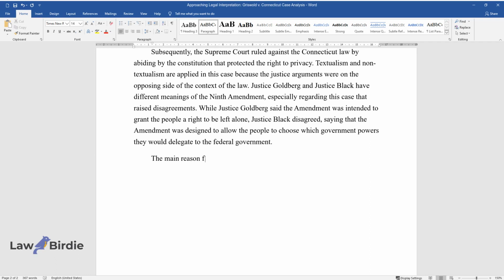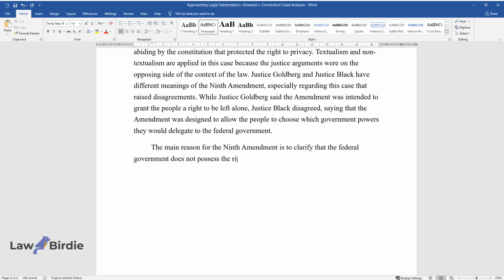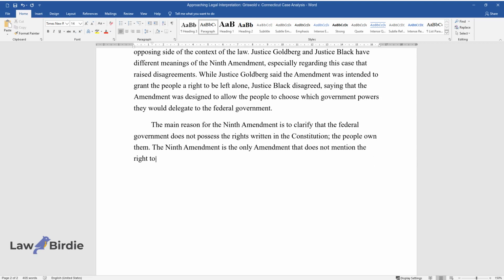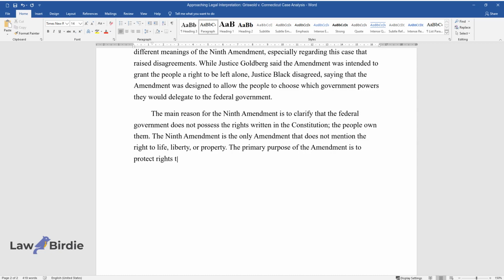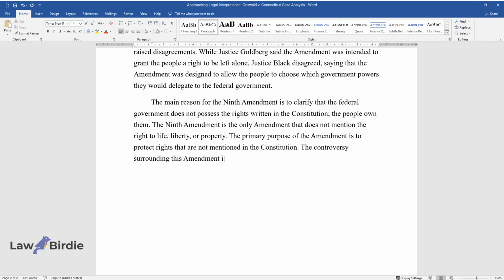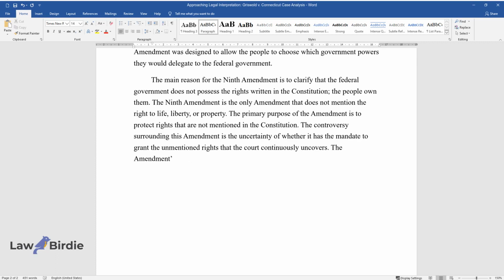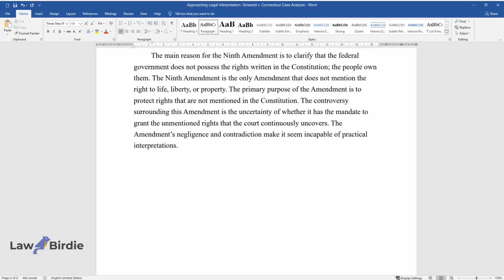The main reason for the Ninth Amendment is to clarify that the federal government does not possess the rights written in the Constitution; the people own them. The Ninth Amendment is the only amendment that does not mention the right to life, liberty, or property. The primary purpose of the amendment is to protect rights that are not mentioned in the Constitution. The controversy surrounding this amendment is the uncertainty of whether it has the mandate to grant the unmentioned rights that the court continuously uncovers. The amendment's negligence and contradiction make it seem incapable of practical interpretations.